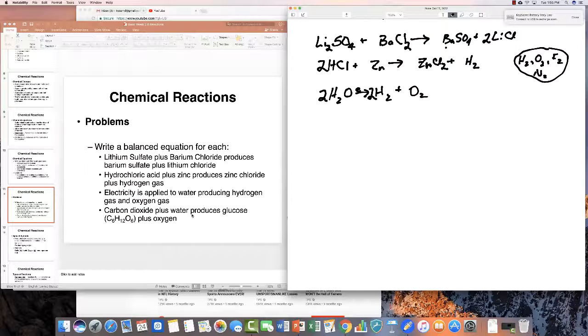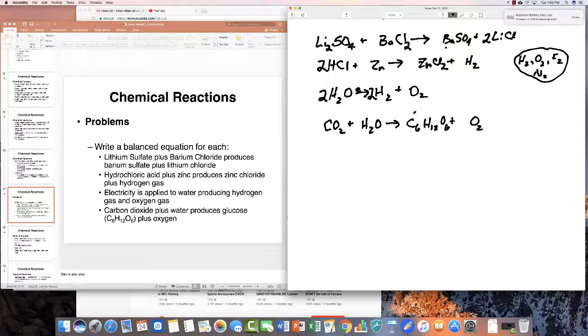Carbon dioxide plus water produces glucose plus oxygen. So carbon dioxide, it's telling you what the formula is right there, plus water forms glucose, and I gave you the formula for glucose there, plus oxygen, and oxygen is one of those diatomic molecules.